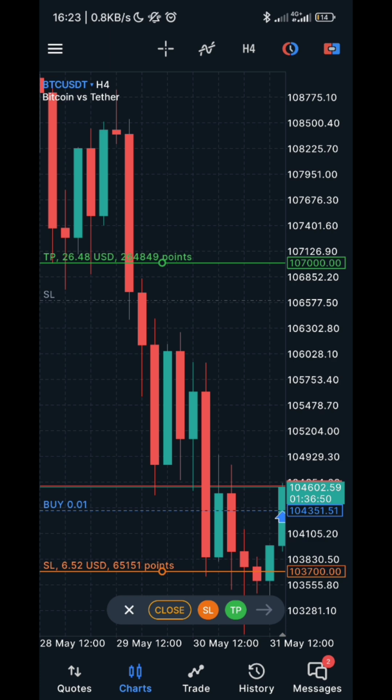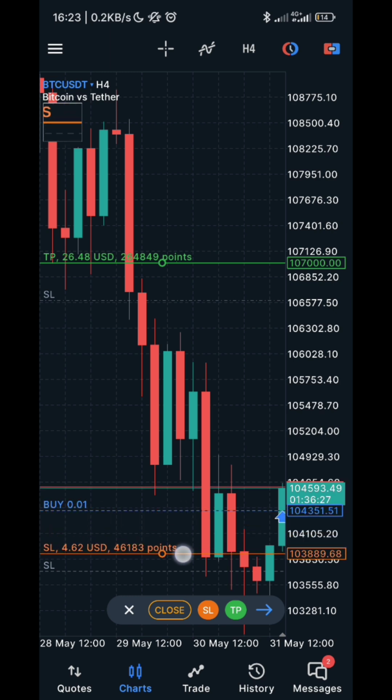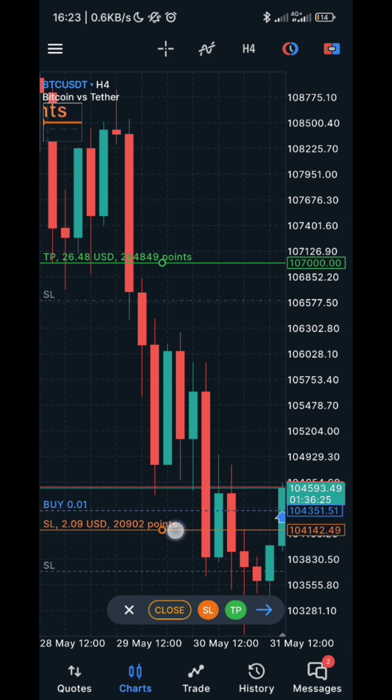Now, we want to break even. Break even means that you're going to drag your SL to the point of your entry, and you modify the trade. So there are two ways to do this. I'm already doing the first one, so let me show you. I'll drag this up to this point, somewhere very close, and I'll click on this blue arrow here. This blue arrow shows that there's a change happening on this active trade. So I'll click on it.